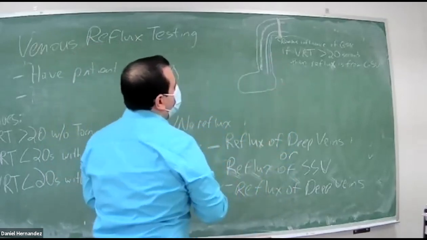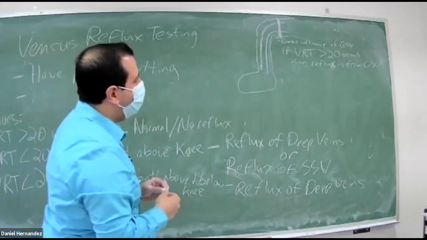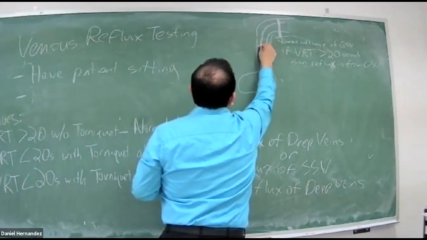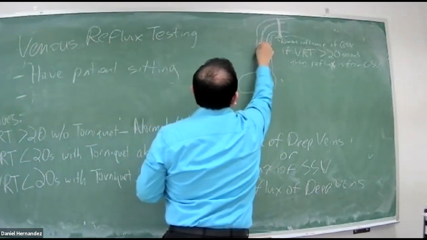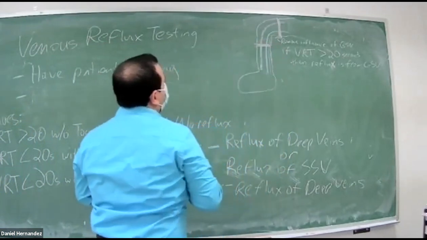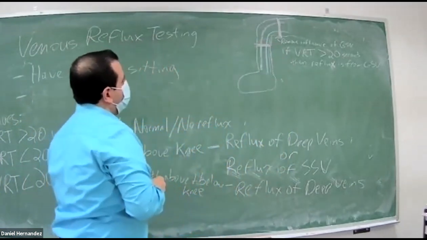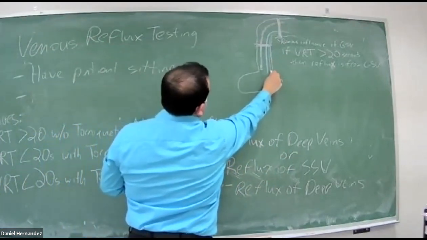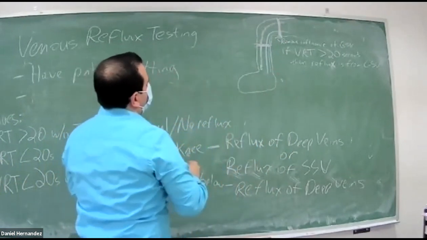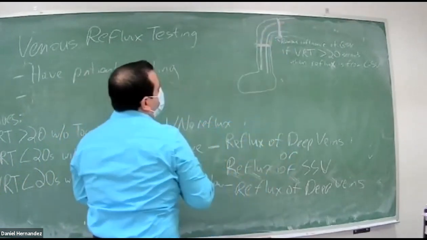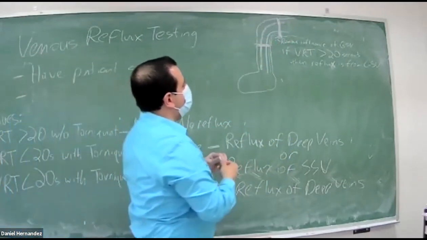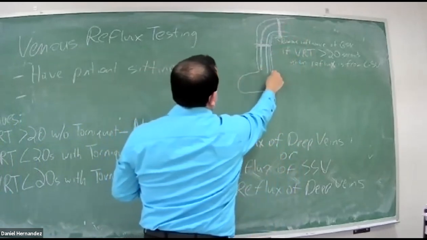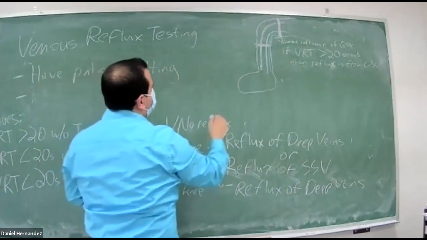But if we still have a venous refill time that's very fast, that's less than 20 seconds, we then place our cuff, or our tourniquet, here, below the level of the knee. So you can see this blue one is your greater saphenous, the purple here is your lesser saphenous, and this white one is your deep veins. So if we have a venous refill time that's less than 20 seconds when we place the one above the knee, the reflux could be coming from the deep or it could be coming from that lesser saphenous. So we have to investigate further.